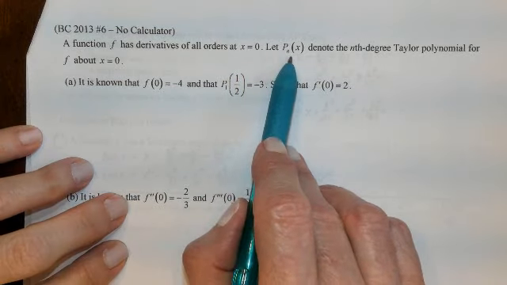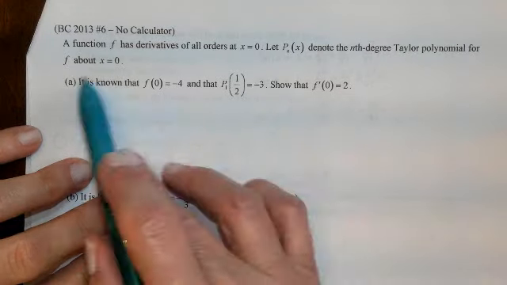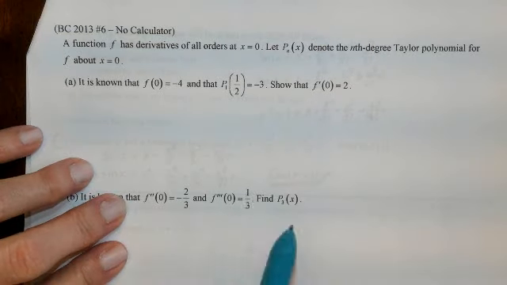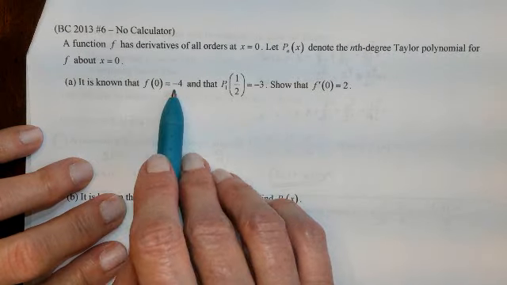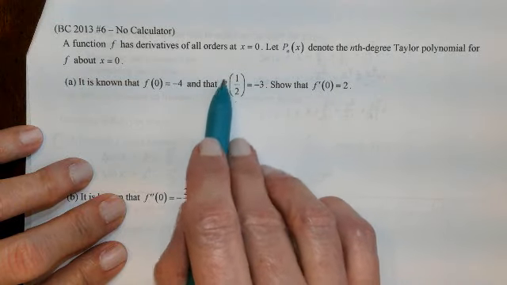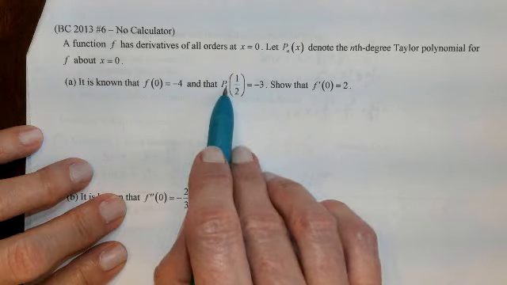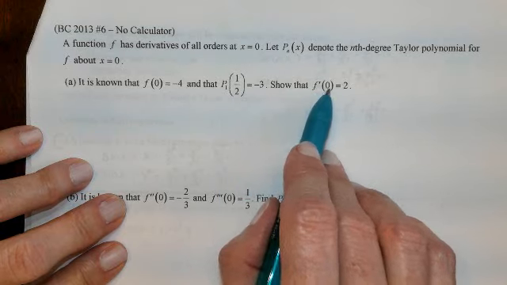A function f has derivatives of all orders at x equals 0. Well, that's good. X equals 0, we like that, little Maclaurin. Let p sub n of x denote the nth degree Taylor polynomial for f about x equals 0. It is known that f of 0 is -4, and that the first degree Taylor polynomial, when x is a half, is -3. Show that f prime of 0 is 2.